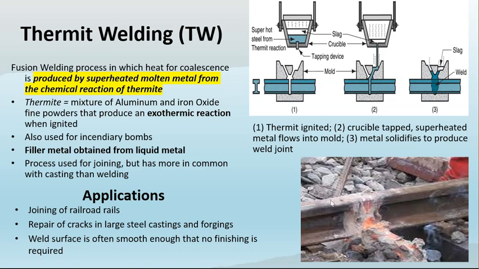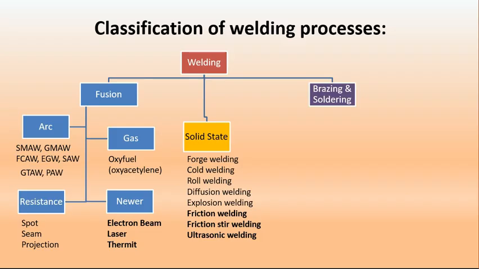Usually the weld surface is smooth enough and no finishing is required. So these are the process steps. They produce the super hot steel from the thermite reaction, pour it into the gap or the crack, then let it solidify. Okay, that's all for fusion welding.